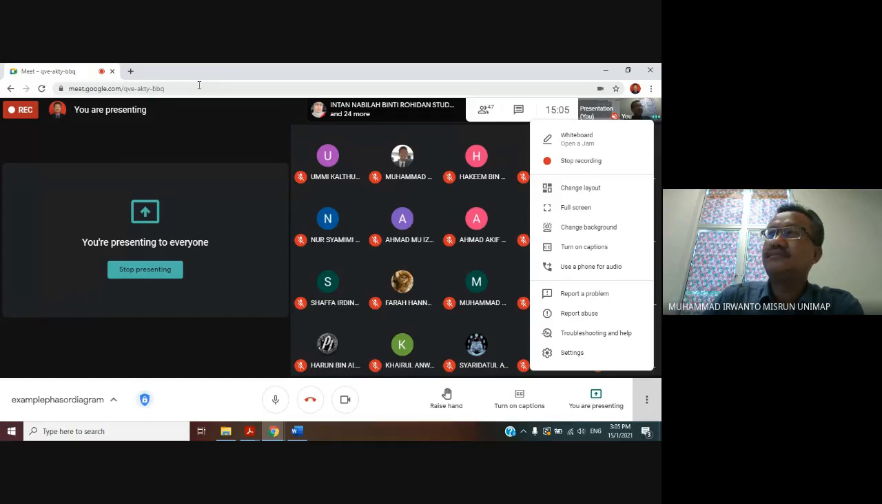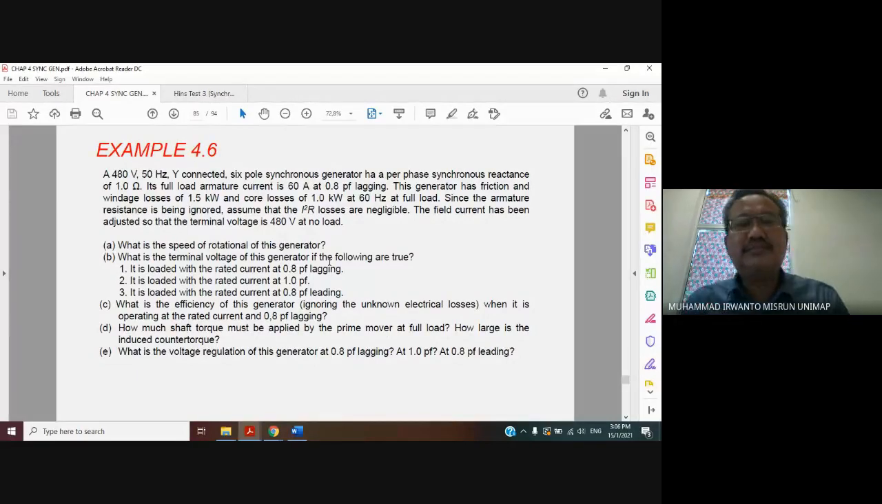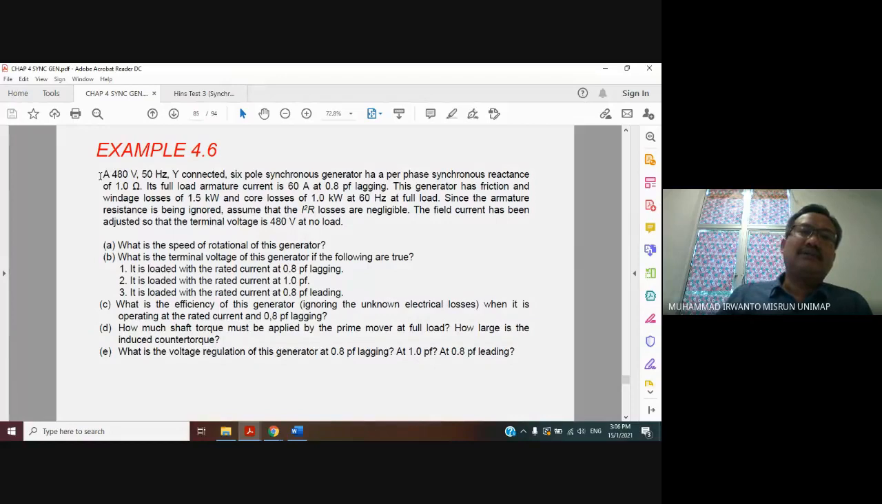Okay, so here is one example I'm giving. This example is related to the phasor diagram. I'll put this in the lecture notes, related to the phasor diagram, because in Test 3 there is one question that involves a phasor diagram. Now please look at this example.